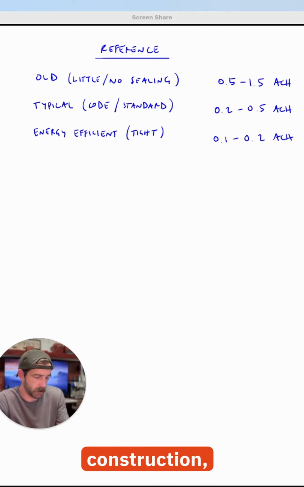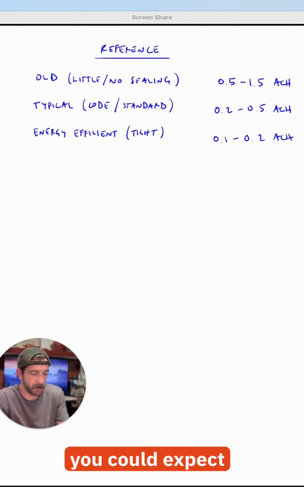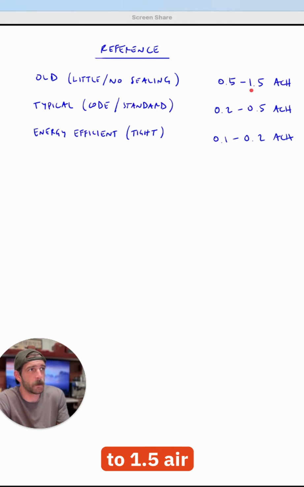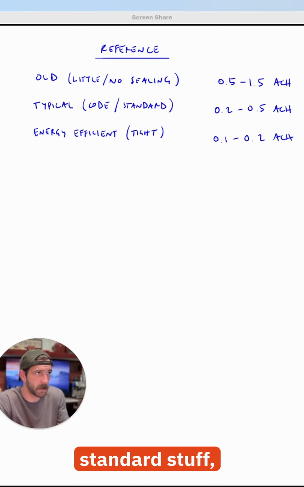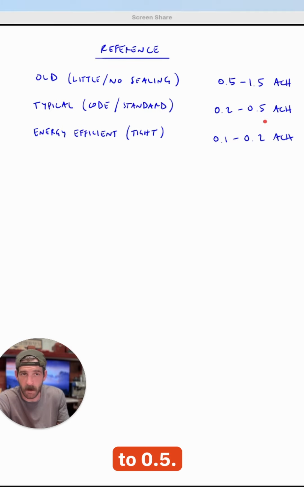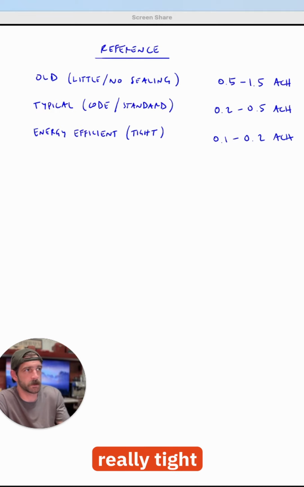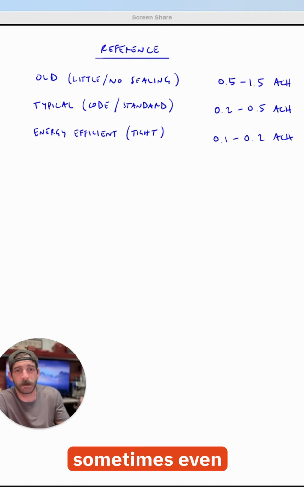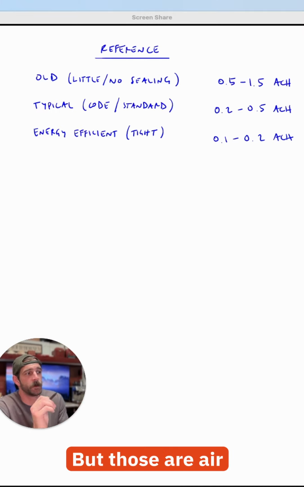For old construction with little to no ceiling, you could expect around 0.5 to 1.5 air changes in infiltration. For typical construction, code minimum, standard stuff, 0.2 to 0.5. And then for energy efficient, really tight construction, 0.1 to 0.2, sometimes even less than that. Awesome. But those are air changes.